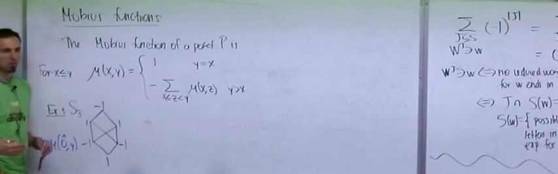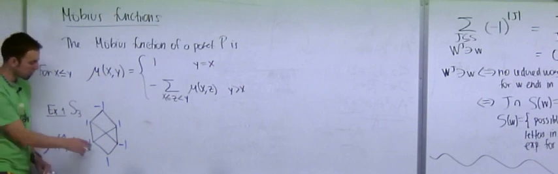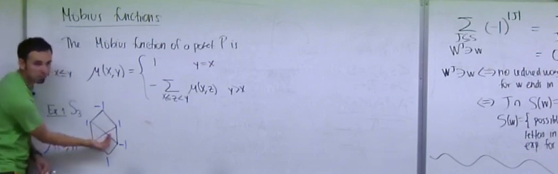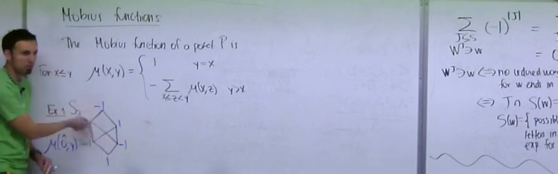Now to compute the whole Mobius function, you have to do this for each bottom element. So for example, how do you compute mu of this bottom element, comma, everything in between? Well, you basically do the same procedure, except that you only look at the things that are higher than it. And you get a different set of numbers and so on.